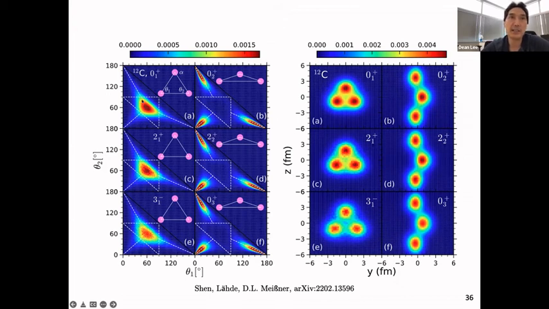And you can see the different angles. Here's a plot of the angles of this triangle. Here you see 60-60 for the ground state, and for the Hoyle state, you see a much larger angle here. And what's interesting is you can see the rotational band on top of the Hoyle state.